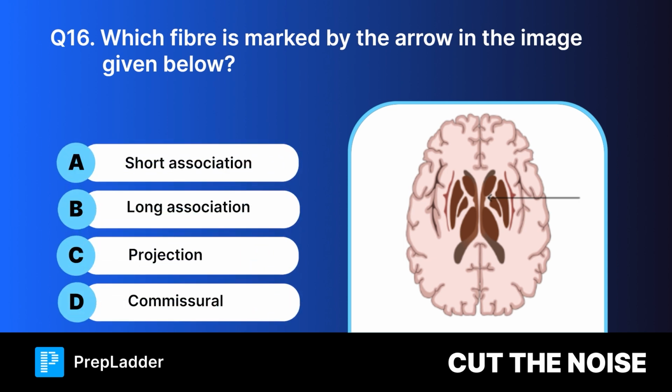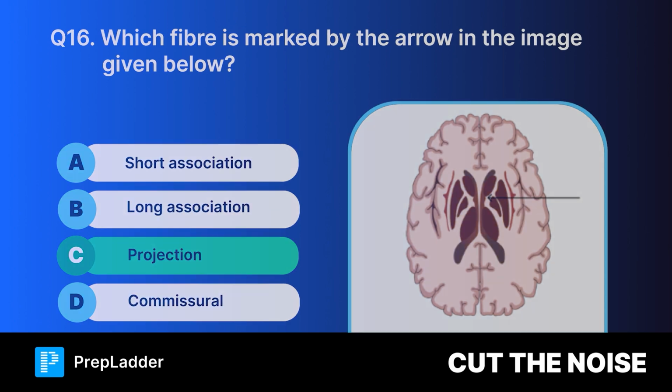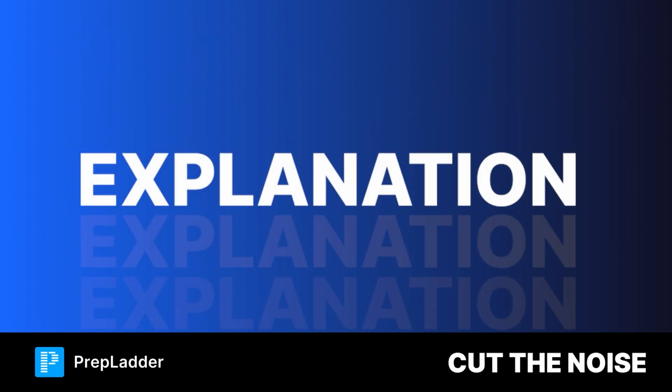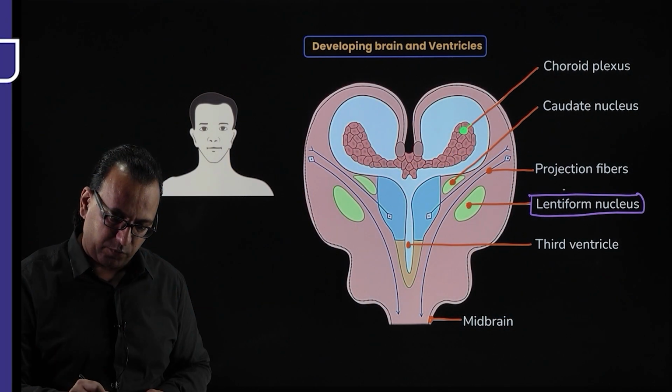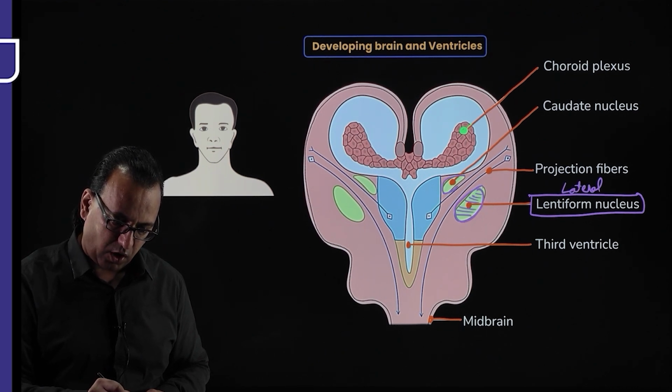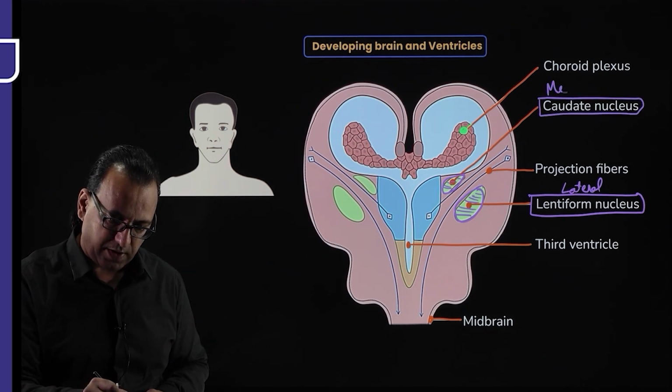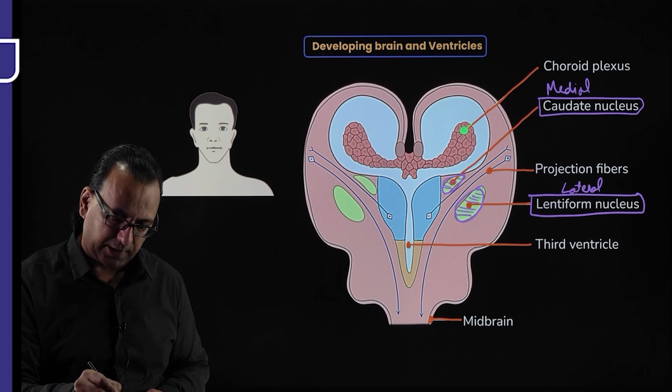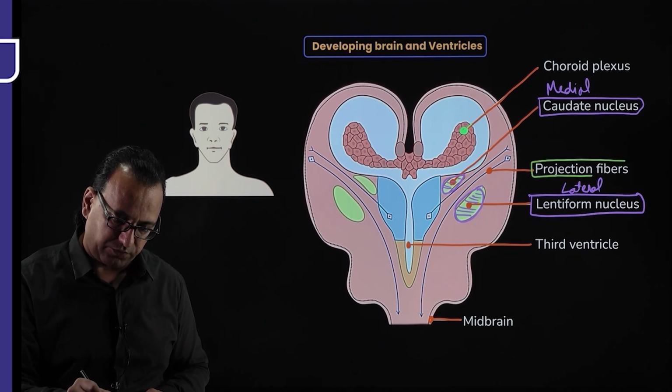Question 16. Which fiber is marked by the arrow in the image given below? Your options are, and the correct answer is projection. Here's the explanation. Lateral is the lentiform nucleus, as evident here, whereas medially we have the comma-shaped nucleus, which is the caudate nucleus. The corpus striatum is divided by the internal capsule, making these projection fibers.